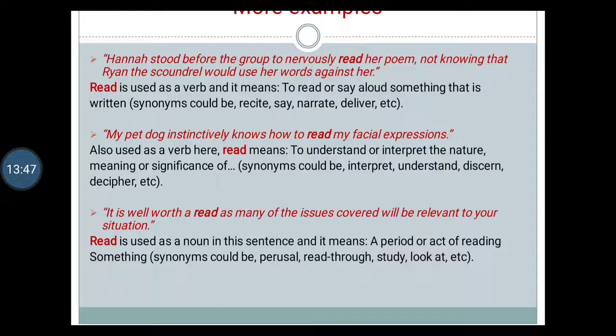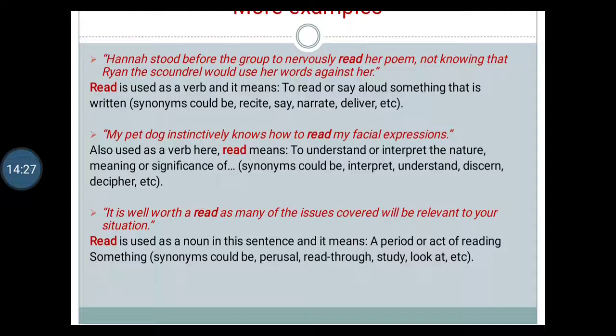And the synonyms here could be interpret, understand, discern, decipher. Okay, and this read means something totally different from the first and the second examples we have seen. Read here has to do with perception, something that is perceived. You are interpreting somebody's facial expression, or trying to understand it, or to discern how the person is feeling, or to decipher. These are all synonyms we can use for the word read here.